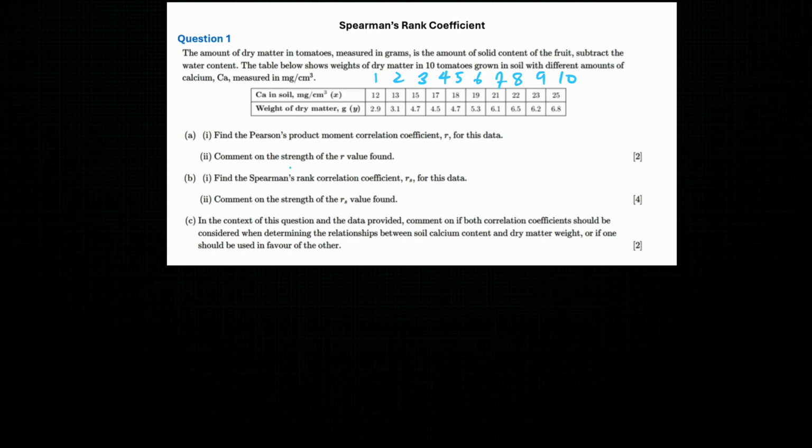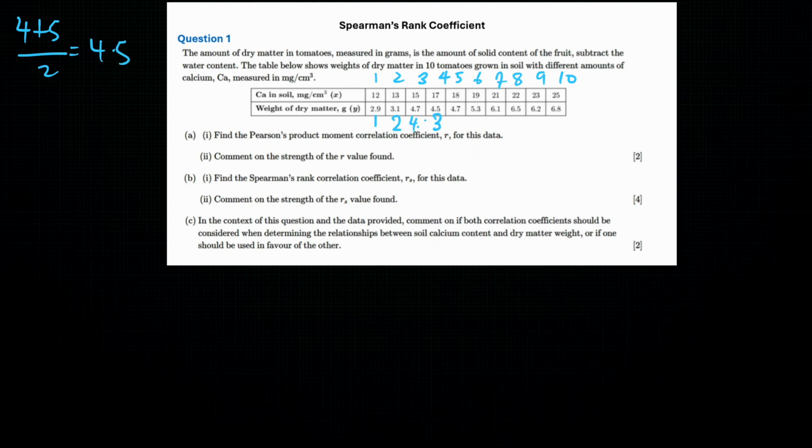Although the one below that hasn't been, so 2.9 is the smallest, then we have 3.1, then we have 4.5. Now notice how 4.7 and 4.7, we have two values that are identical. We're not going to put fourth and fifth like that because that would change our results. Instead, because they would have been the fourth and fifth positions, we're going to add them and divide by 2 to get the average.